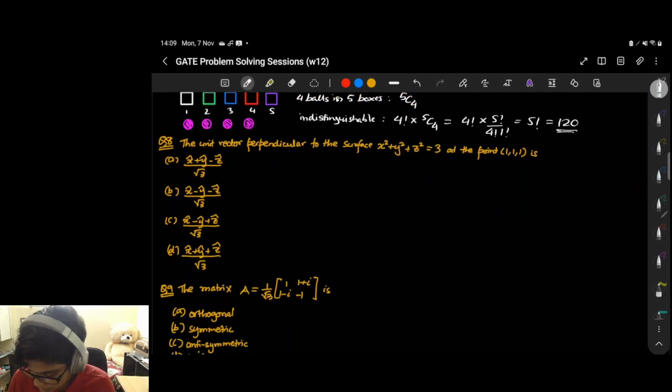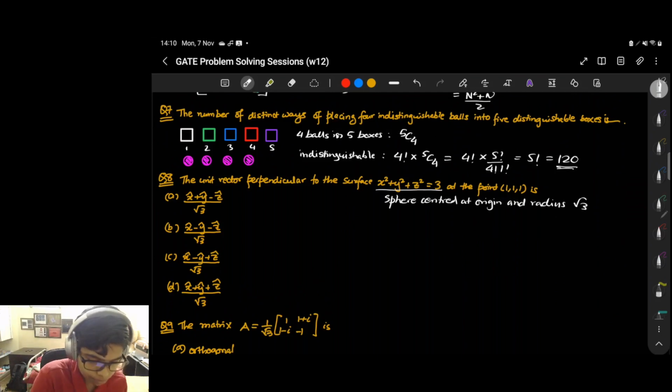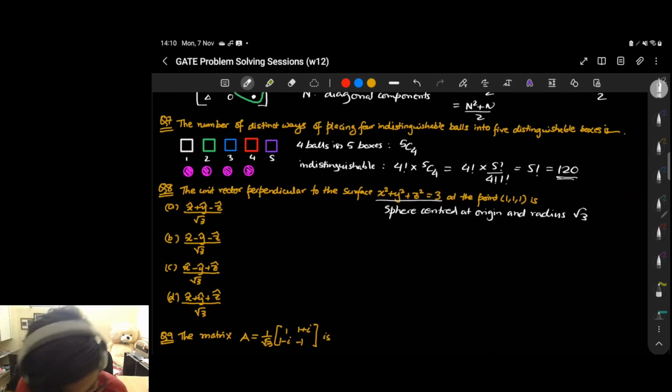The next question. The unit vector perpendicular to the surface x squared plus y squared plus z squared equal to 3 at the point 1, 1, 1 is, we need to find out. So by the way, this surface represents a sphere centered at origin and radius equal to root 3. So let us find out. So this, let's say our function, this is the function.